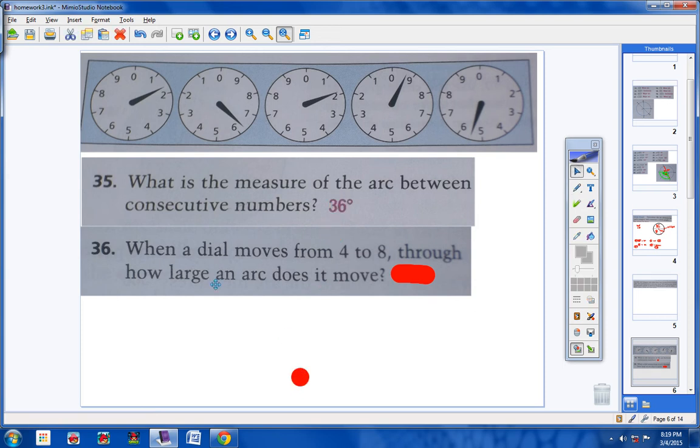Now, when a dial moves from 4 to 8, through how large of an arc does it travel? In other words, what is the measure of the arc from 4 to 8? Well, here's 4, right here. And here's 8, right here.